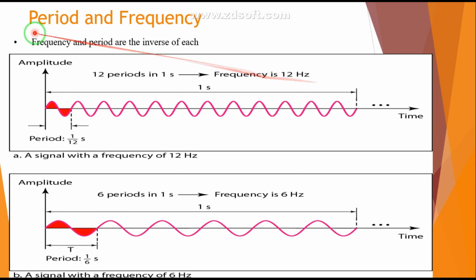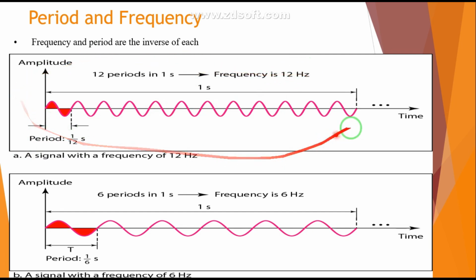And remember, period and frequency are inverse of each other. So if frequency is 12 hertz, what is the time period? It is 1 upon 12 second. Period is measured in time, that is in second, and frequency is measured in hertz.